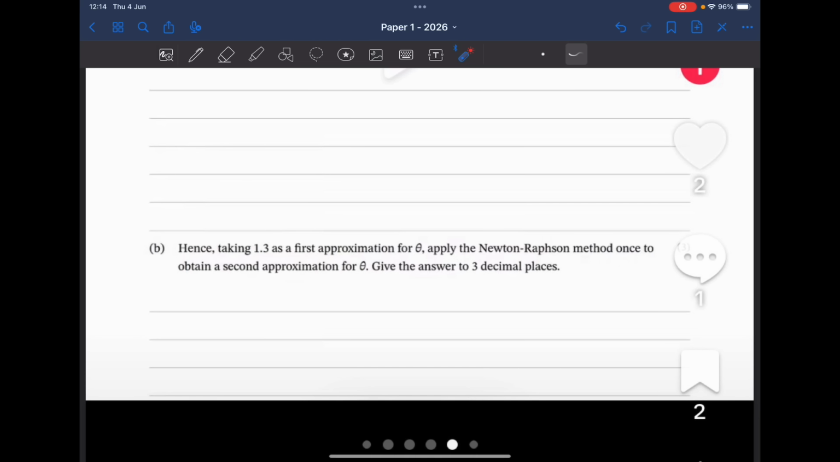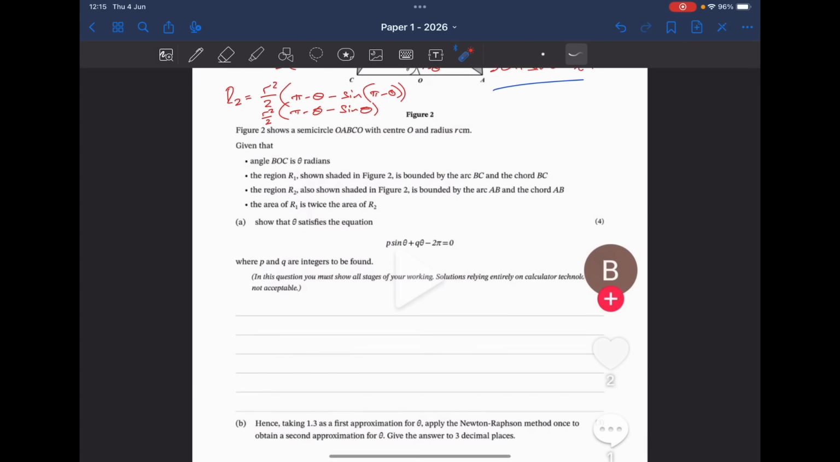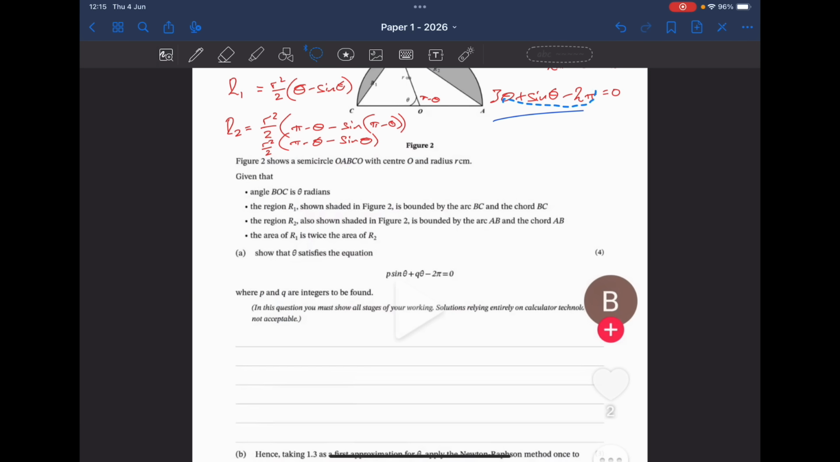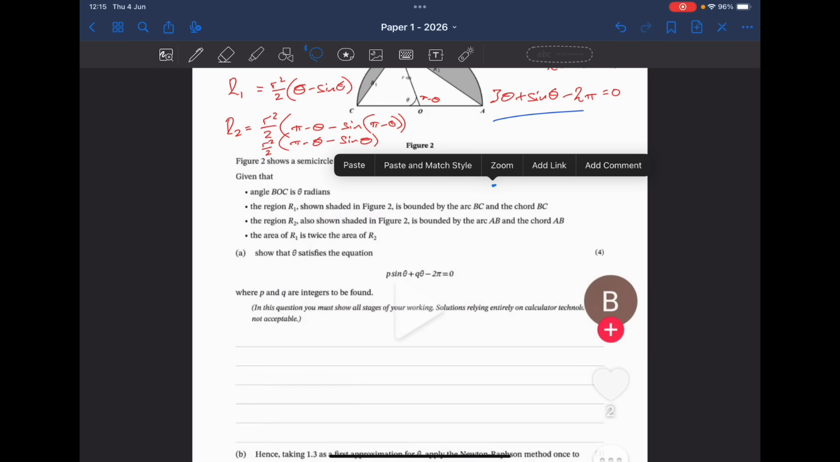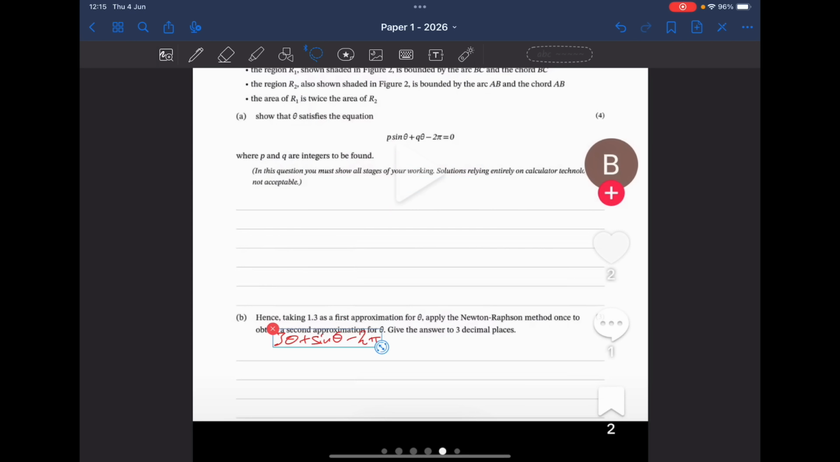Part B of this then. Taking the expression for theta from 1.1, apply the Newton-Raphson method. So we need to call that a function. Where was it? We'll copy it down. Should have duplicated. So this is our f of x or f of theta.